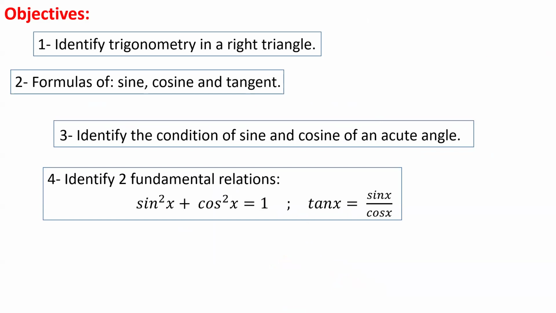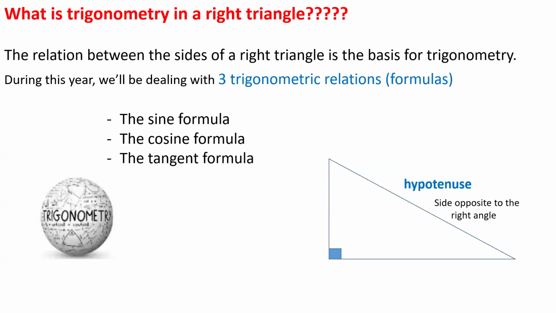Number 4, identify two fundamental relations: sine squared x plus cosine squared x equals 1, and tangent x equals sine x over cosine x. What is trigonometry in a right triangle? The relation between the sides of a right triangle is the basis for trigonometry. So in a right triangle, there is a relation between the sides.